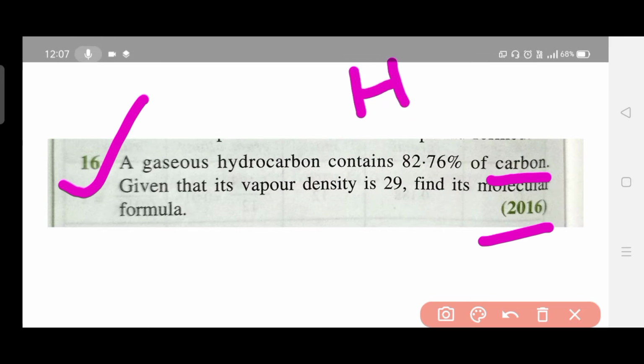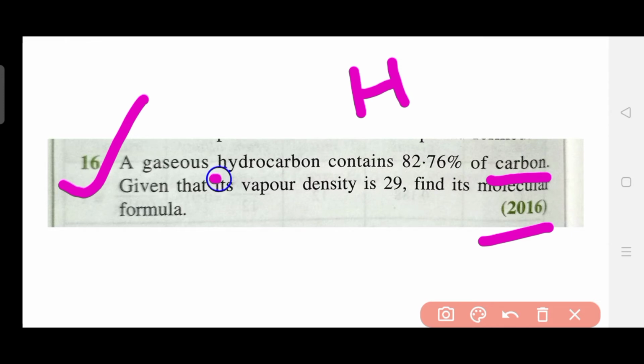But how can I say it? By seeing the term hydrocarbon. You know that a hydrocarbon is something which is made up of hydrogen and carbon. So basically you have been given that a gaseous hydrocarbon contains 82.76% of carbon. So the other atom in this compound is hydrogen, and you can find the percentage of hydrogen by subtracting 82.76% from 100.